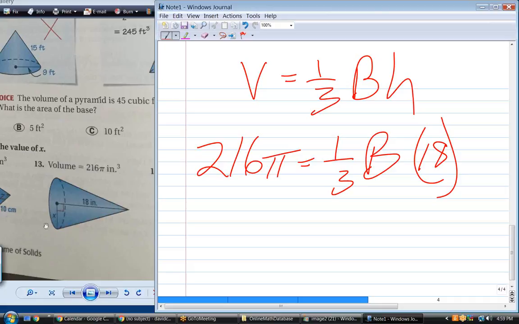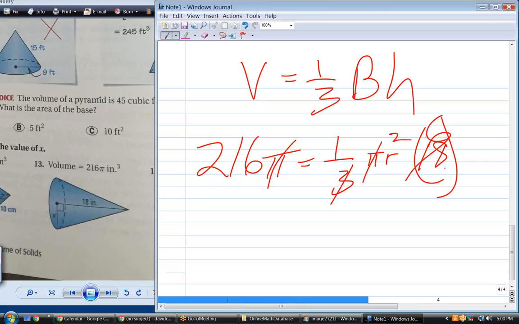Yeah. But that's not what they're asking for. They're asking for the radius. So let's be a little more specific on the area of the base. That's pi r squared, right? Yeah. Okay. Now we have an equation that only has one variable. It's r. And we can solve for it. We can eliminate the pi's, cancel those.